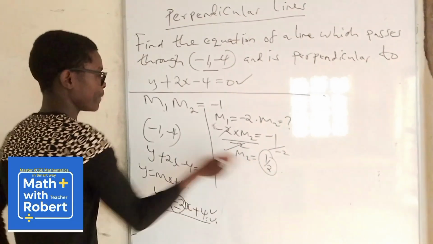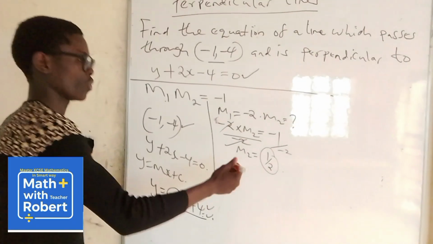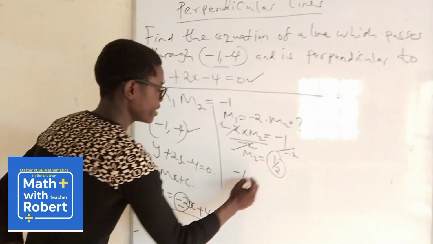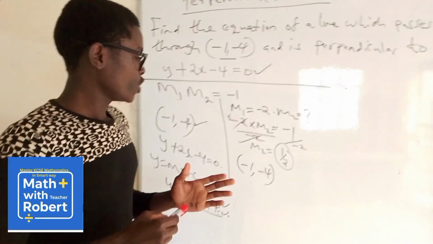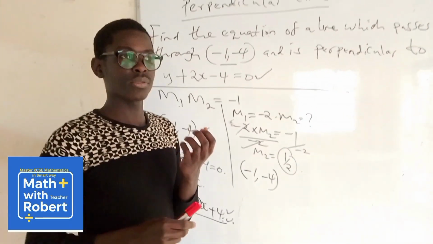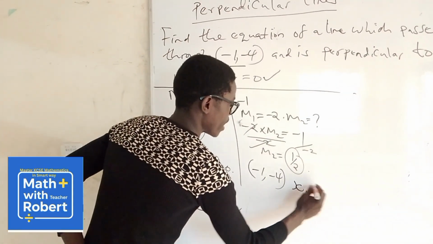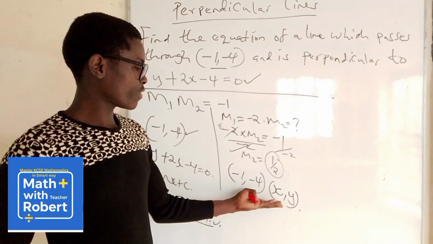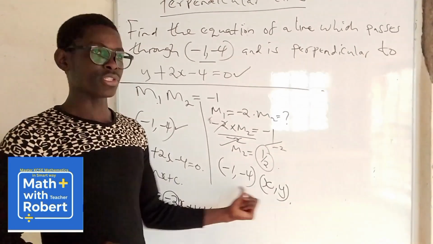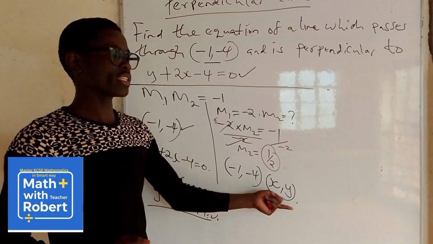Then m2 passes through the points negative 1 and negative 4. So we will say negative 1, negative 4. And because to find an equation, you must have 2 points. So we say another point is x, y. To get an equation of a straight line, you must have 2 points. But here we have only one. So we introduce a known point, that is x, y.